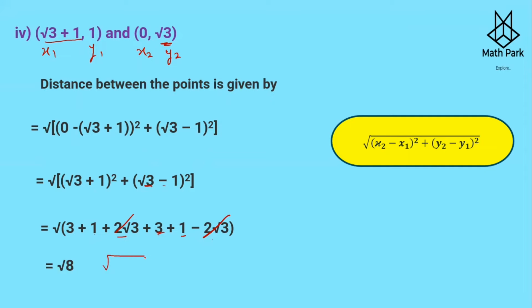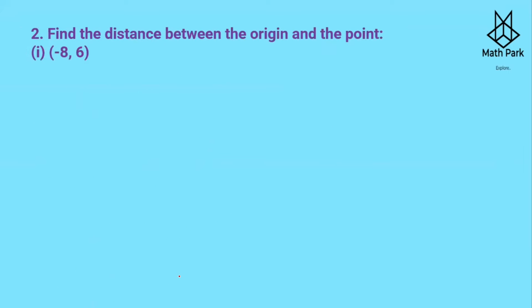We got root 8, which can be written as 4 times 2. Now square root of 4 is 2. So we get this as 2 root 2 units. Got it? Find the distance between the origin and the point minus 8, 6.